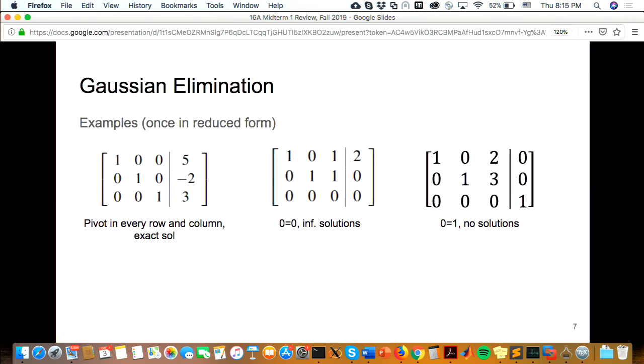Okay, so do we have any questions before we move on from Gaussian elimination and matrices in general? No questions? Yes?